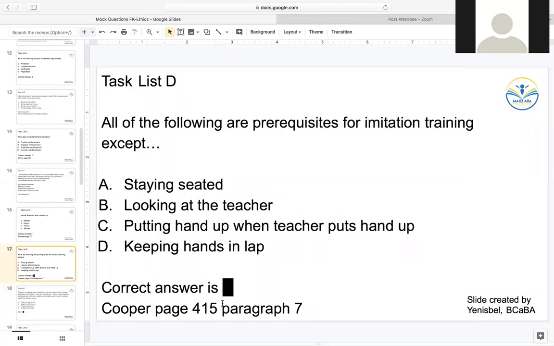C is not. Do you guys agree with Rita or do you disagree? I agree. C is the imitation behavior. That makes sense.